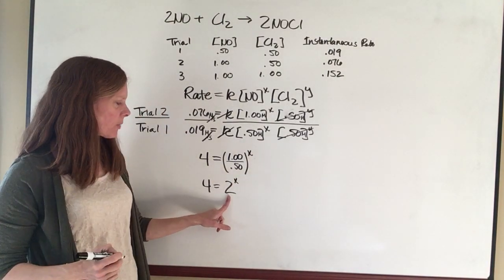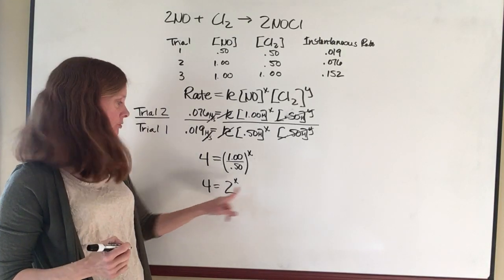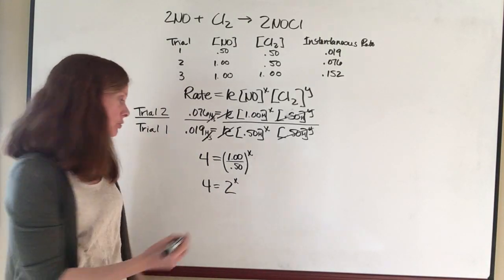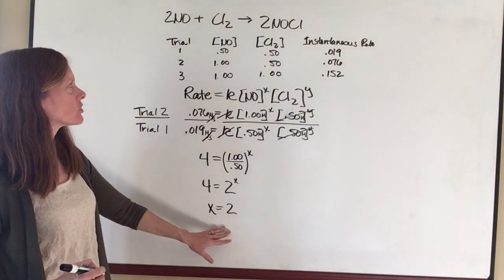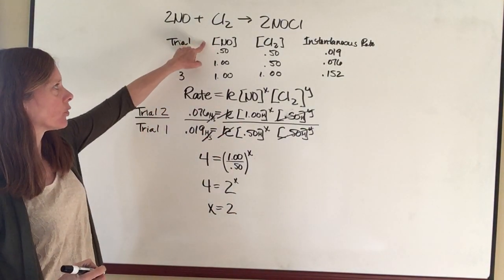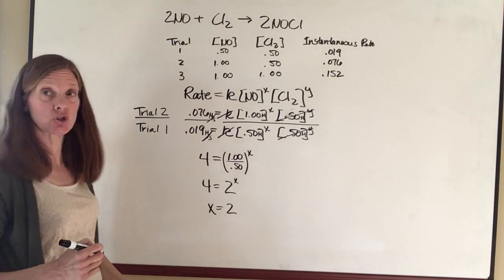Well, what power do I have to raise 2 to get 4? 2. 2 squared is 4. So x is going to be equal to 2. So that tells me that the order for this is 2.